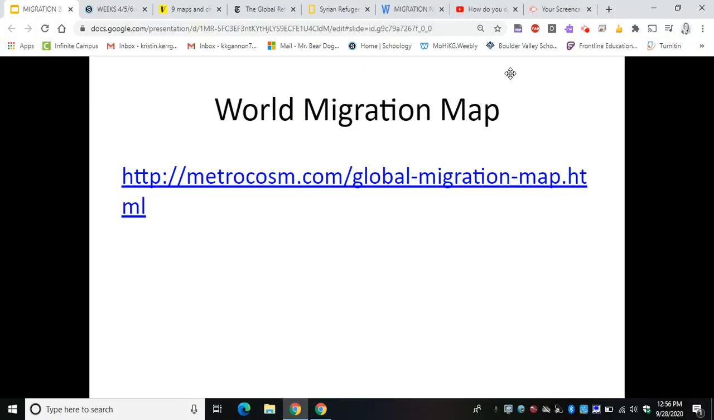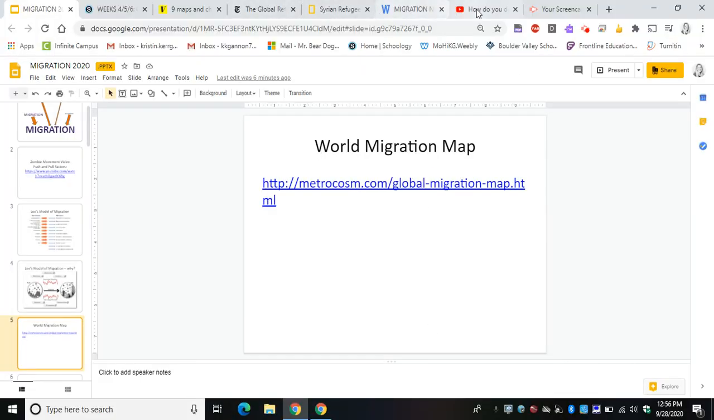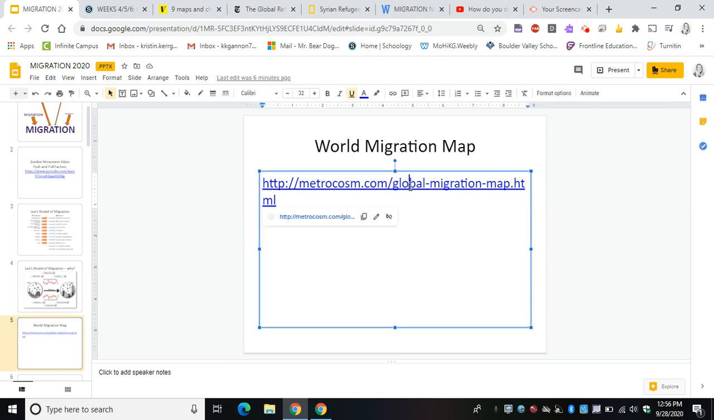So in the world migration map, where's that GIF? I think this is super cool, if I can find it. I think I had it for you. Well, maybe I don't. Maybe we've got to go into it here. We'll go in here. This is kind of cool.